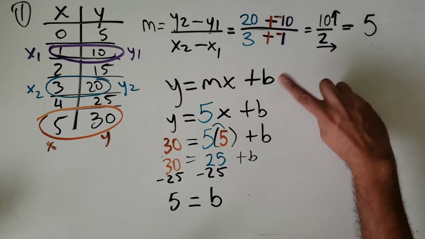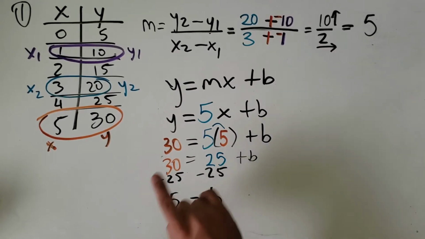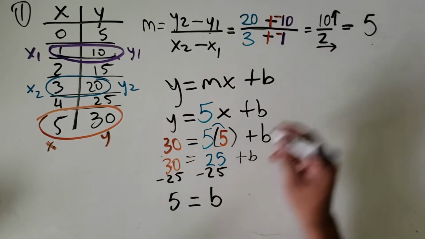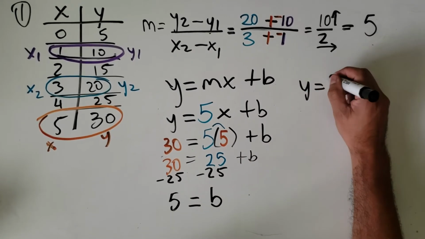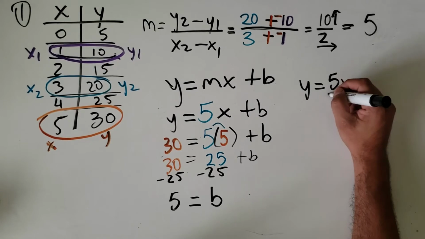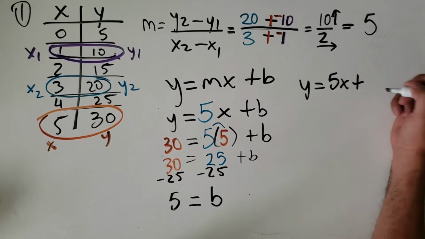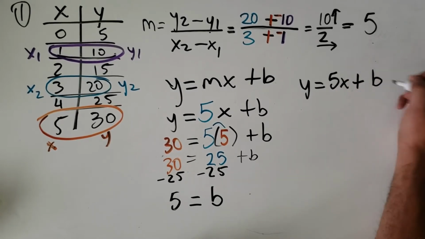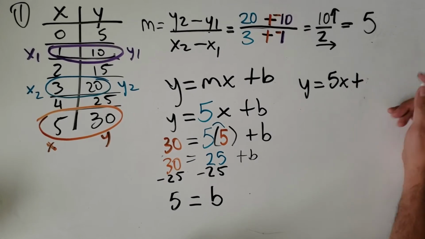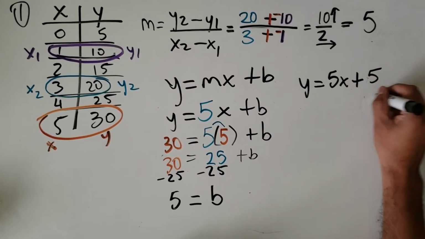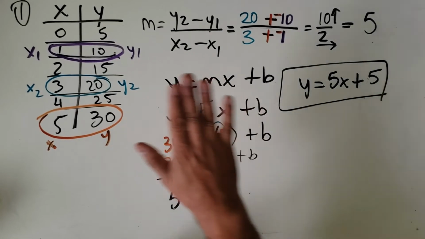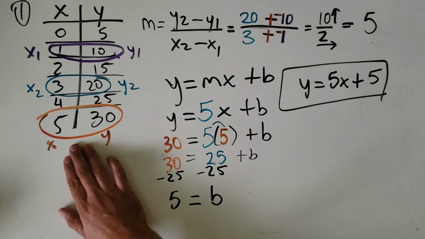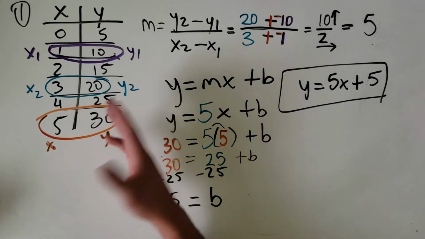So now I'm just going to put them in this equation. So instead of mx plus b, I'm going to put y equals 5x, because that's my m, this is slope, plus my b, which is not a b anymore, now it's a 5. And that right there is my equation for this line. That equation will follow all of these points, and it should be right.